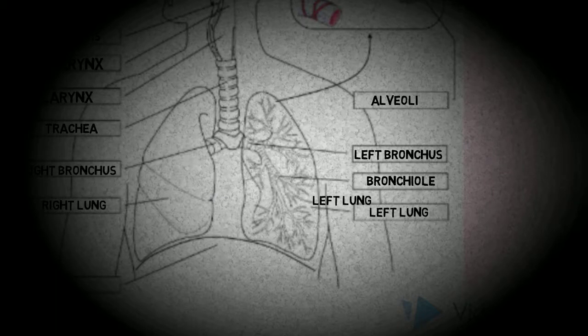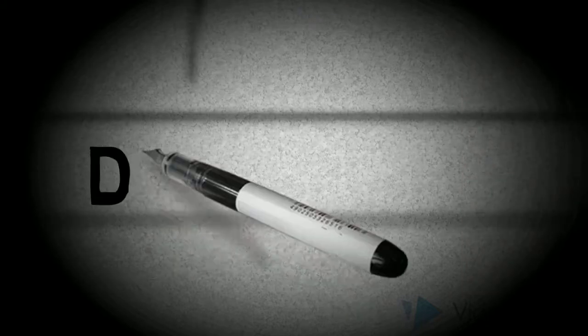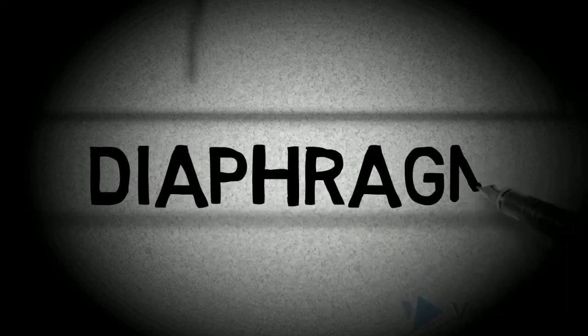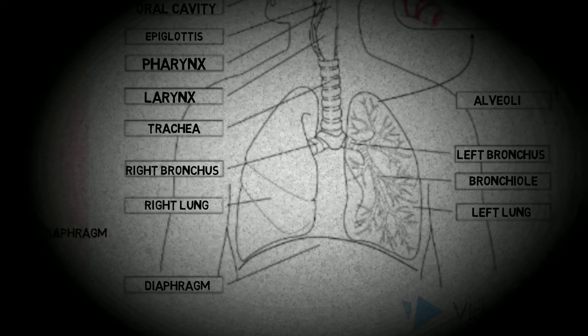These three components are found in the right and left lungs, the right lung consisting of 3 lobes and the left lung consisting of 2. Under the lungs, the diaphragm is found, which is a thin sheet of muscular tissue that helps with breathing, inhalation, and exhalation.